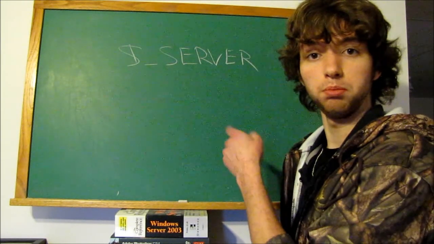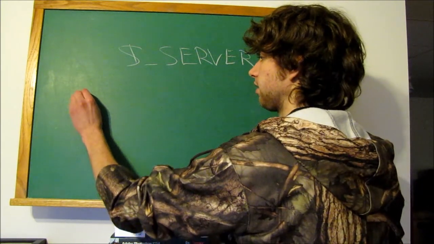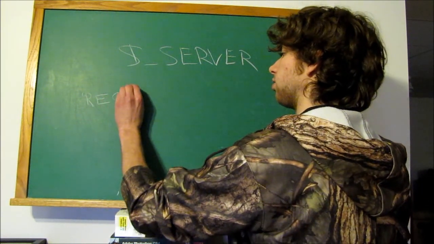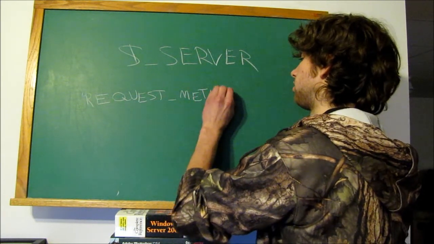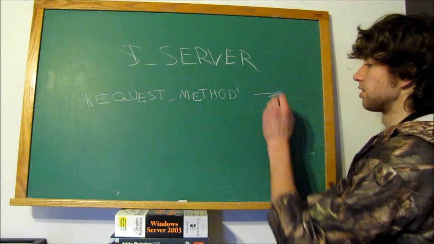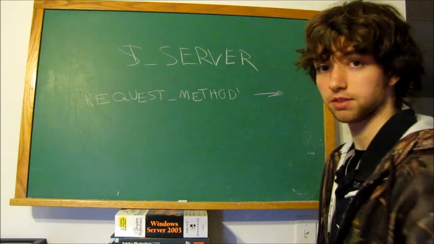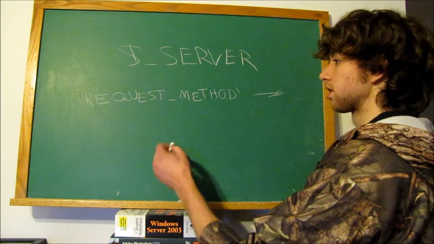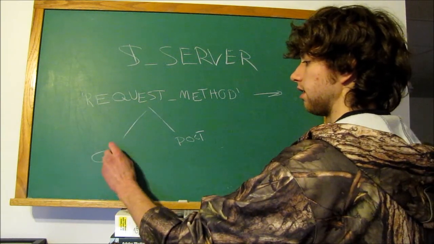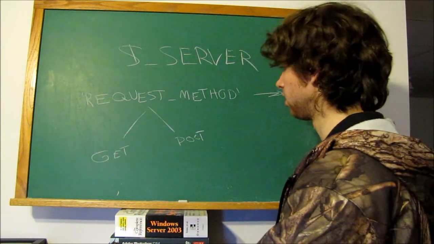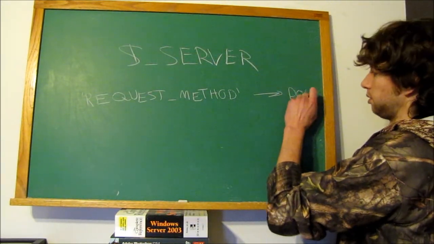And there's an important key pair value of server that we need to focus on. It's a string, request method. This is the key, and what it's going to do is point to what method was used from the request. So if you learned from the previous video, request can contain both post and get. When we're talking about forms here, let's say the form uses the post method, the value is going to be post.